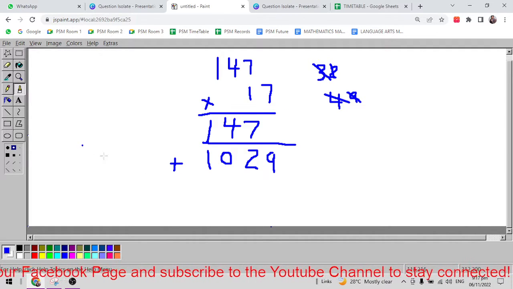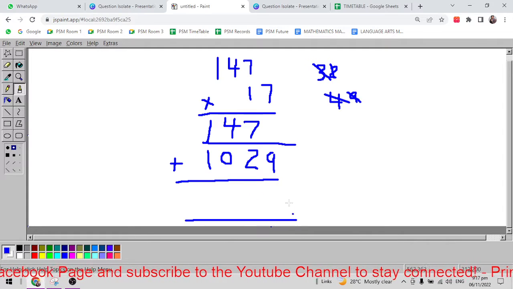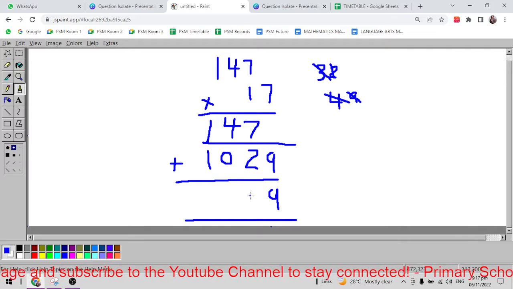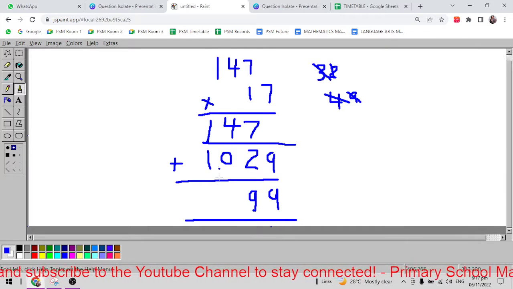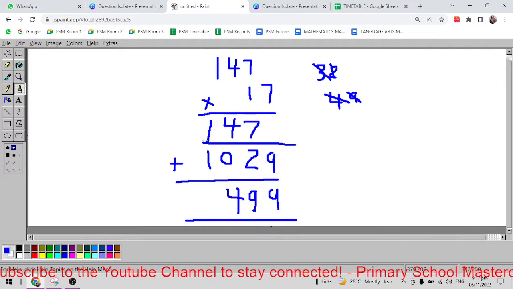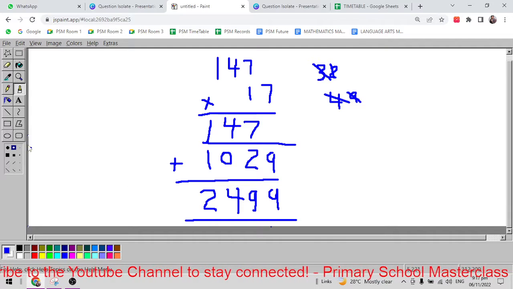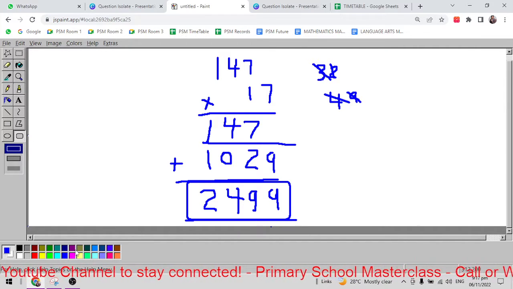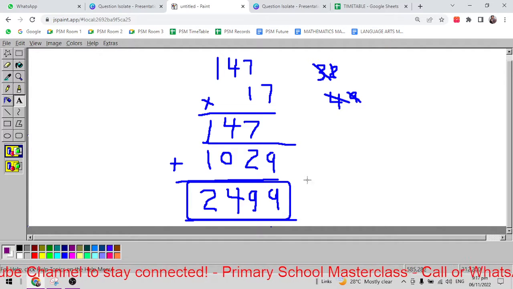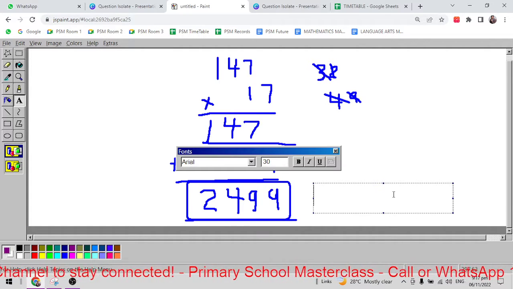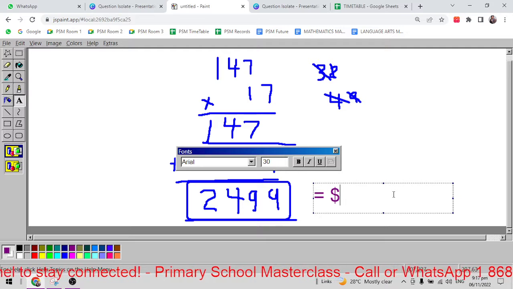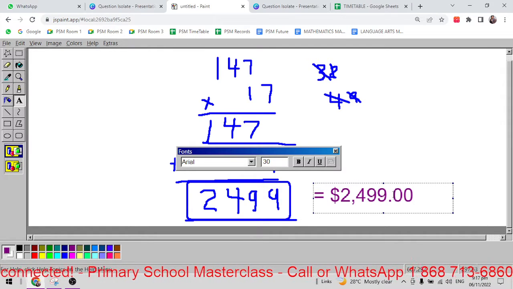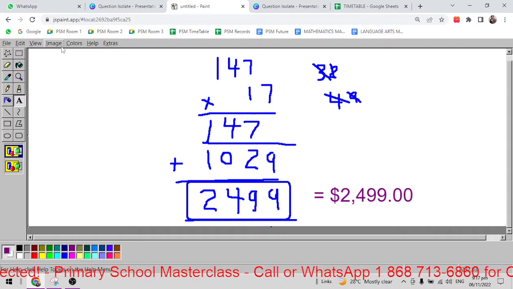Now I'm going to add. Let's go. Nothing plus 9 is 9. 7 and 2 is 9. 4 and 0 is 4. 1 and 1 is 2. So therefore, my answer there is going to be $2,499.